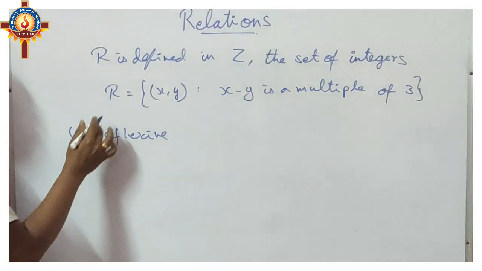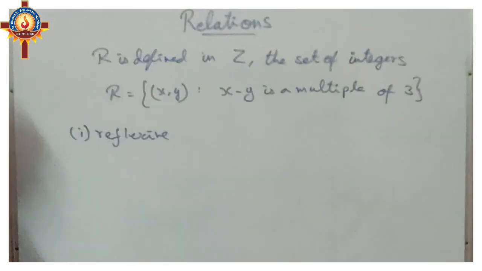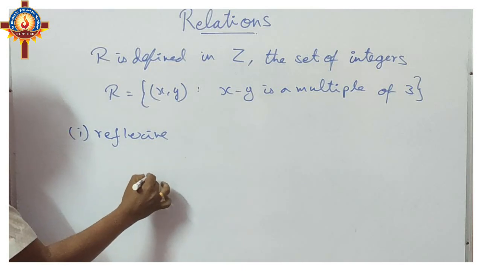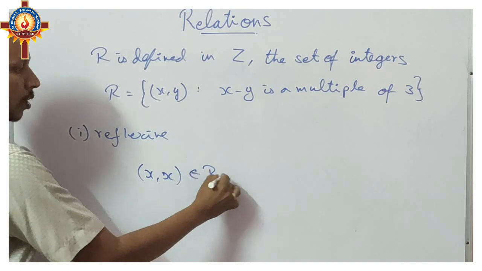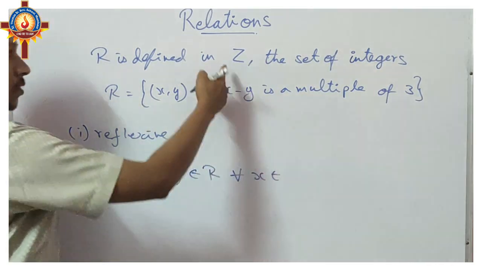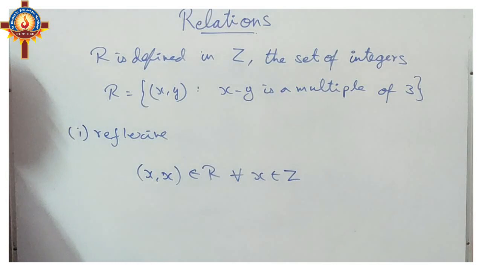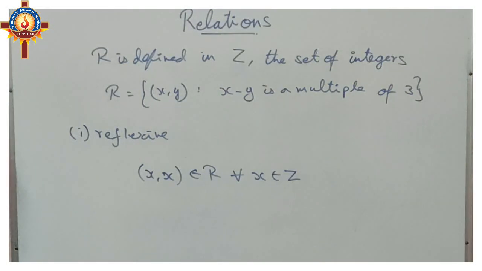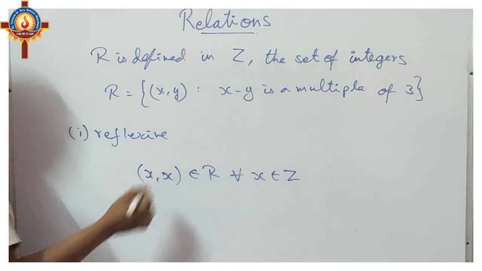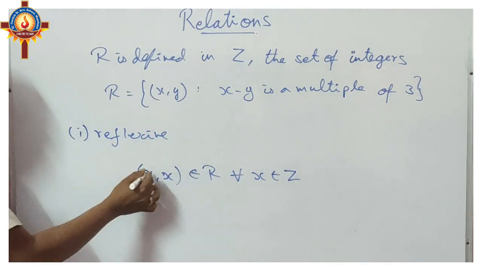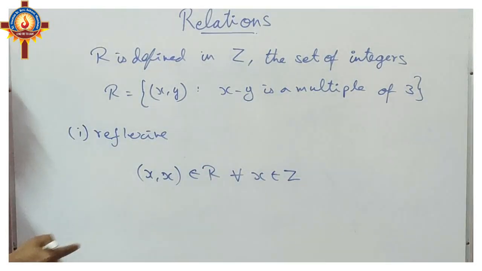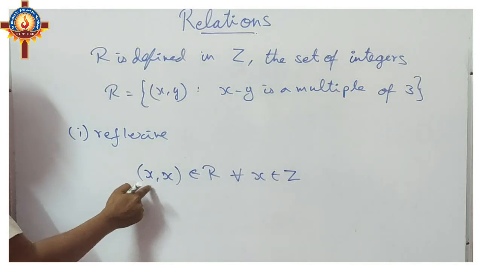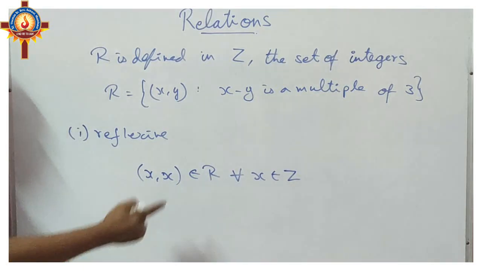So first of all, we will prove this relation R is reflexive. A relation is reflexive if (x, x) belongs to R for all x belonging to the given set Z. So here, does (x, x) belong to R or not? (x, x) means by the condition x minus x is a multiple of 3. x minus x is equal to 0, which is a multiple of 3. Therefore, (x, x) belongs to R for all x belonging to Z.